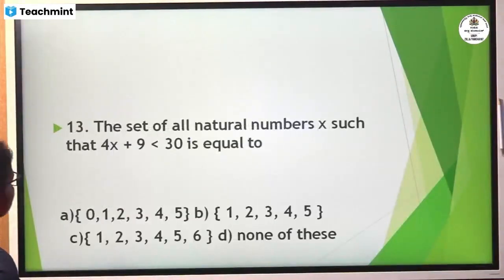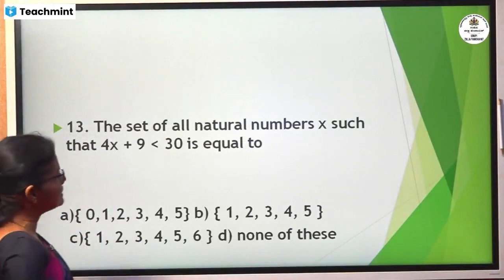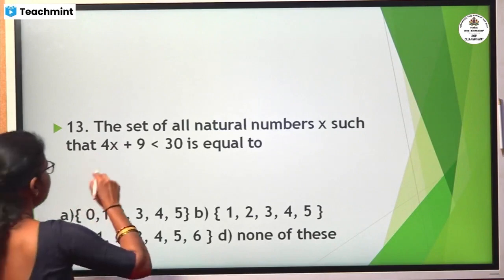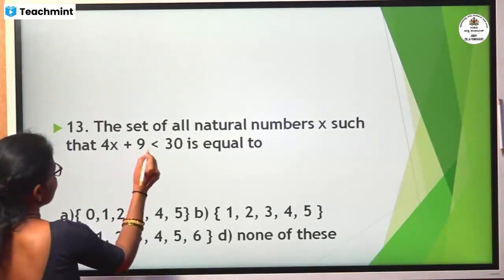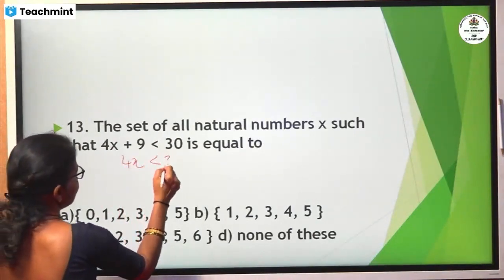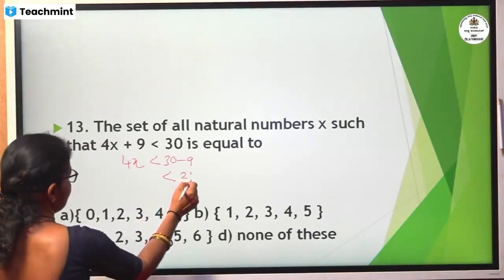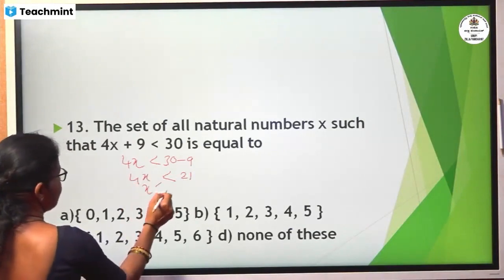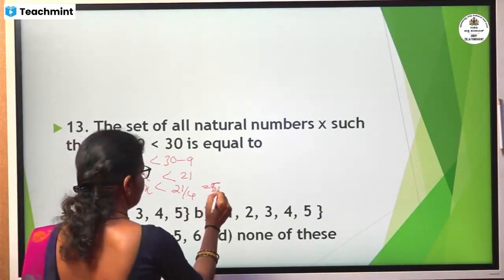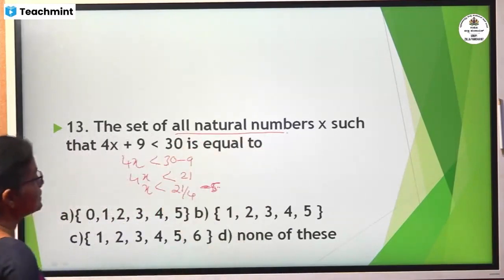Next question. The set of all natural numbers x such that 4x plus 9 less than 30 is equal to. You have to simplify this now. 4x plus 9 is less than 30. 4x is less than 30 minus 9. 4x is less than 21. So x is less than 21 by 4. We'll get 5 point something, a decimal value. But the condition is the value should belong to the set of natural numbers.